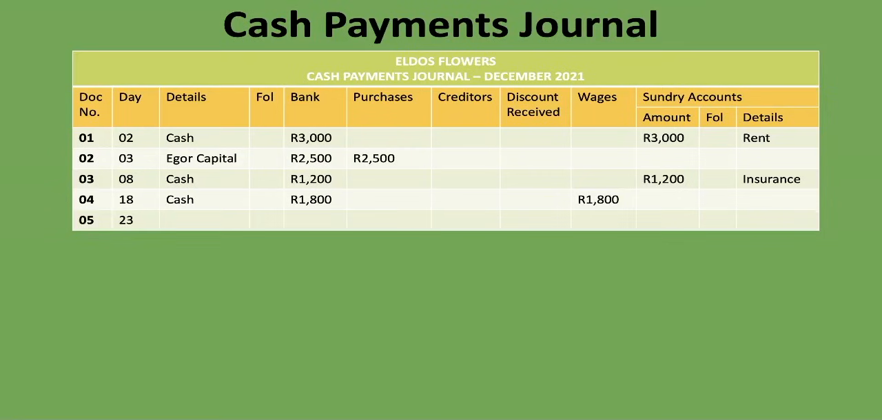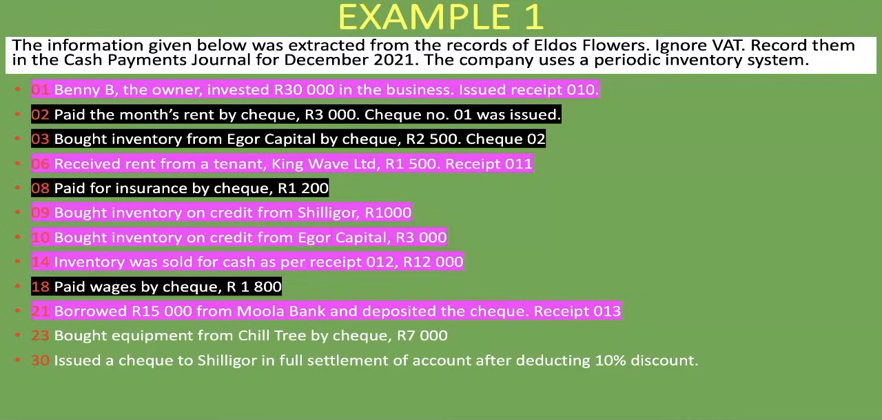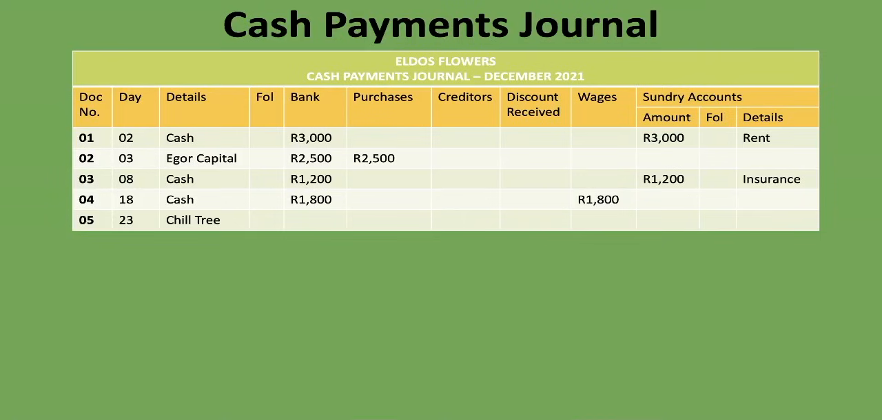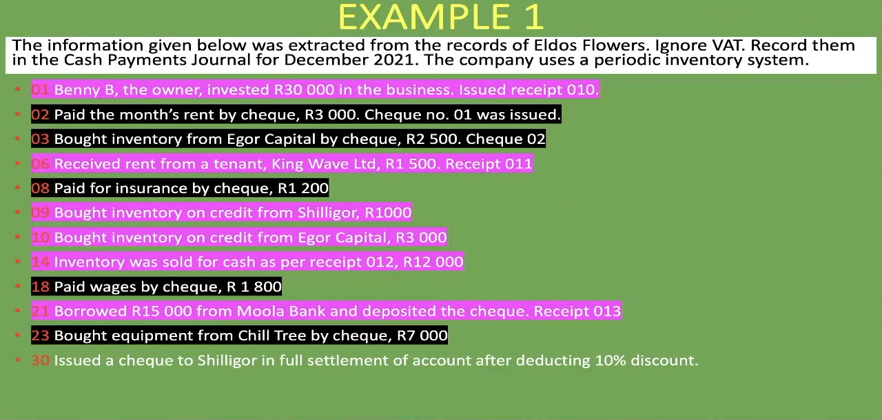The document number is 05, the day is the 23rd, and then if we go back, you will see the name of the entity from whom we bought the equipment is Chill Tree. So we're going to put that as the details, Chill Tree, and then under bank we put the amount 7,000 rand. That's how much we bought the equipment for. And do we have a column for equipment? No, we do not. So we are going to put it in the sundry account. So put the amount 7,000 rand there, and under details we put equipment. Okay, I hope it now makes much more sense what goes under sundry account. Okay, let's go back and highlight that one as you've just completed it.